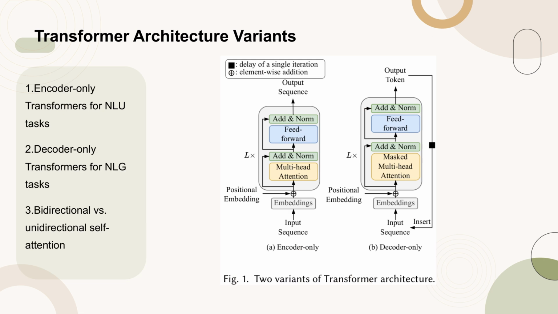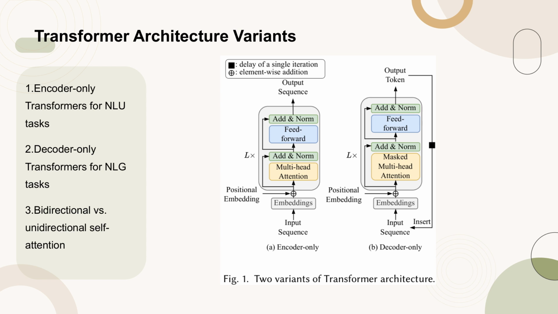Figure 1 illustrates the two main variants of the transformer architecture used in language models. The first variant, encoder-only transformers, are designed for natural language understanding tasks such as sentence similarity and question answering. These models utilize bidirectional self-attention to generate embeddings that reflect contextual information within an input sequence. The second variant, decoder-only transformers, are tailored for natural language generation tasks like question answering and code generation. These models employ unidirectional masked self-attention, which only attends to current and previous tokens, allowing for autoregressive prediction of output tokens.